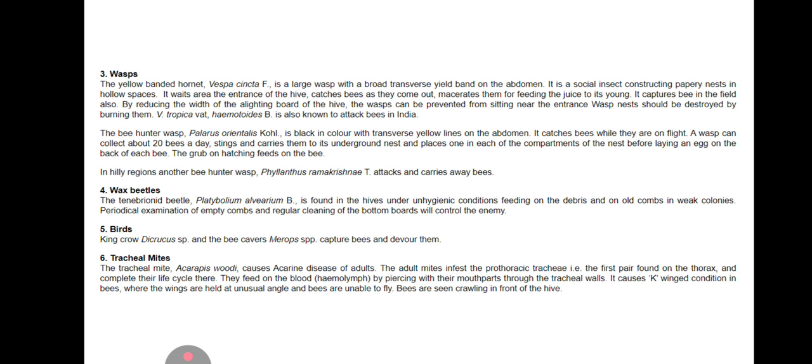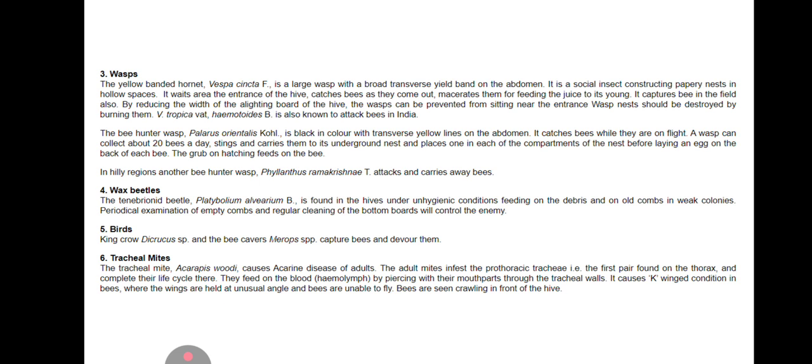Then the bee hunter wasp, Palarus orientalis. This is black in color with transverse yellow lines on the abdomen, and catches bees while they are in flight. The wasp can collect about 20 bees a day, stings and carries them to its underground nest and eats them. In hilly regions, another wasp is Philanthus ramakrishnae that attacks and carries away bees.